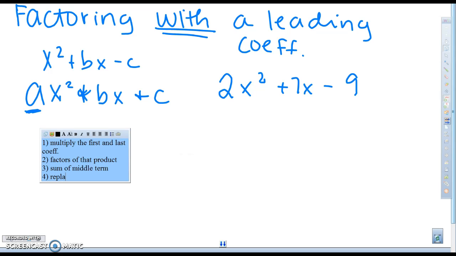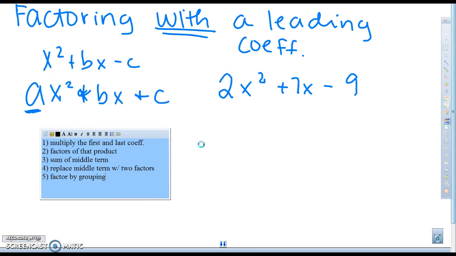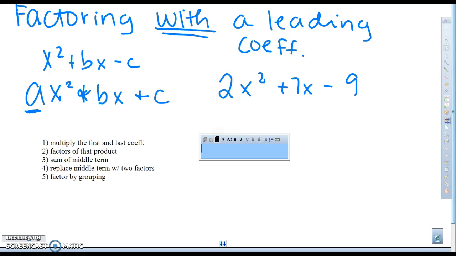We're going to replace the middle term with those two factors. And then we're going to do everybody's favorite, factor by grouping. That's why we went ahead and did that first, so that you know how to do it when we get to this part, okay? So those are my 5 steps. I'm going to come over here and work my problem. 2x squared plus 7x minus 9.